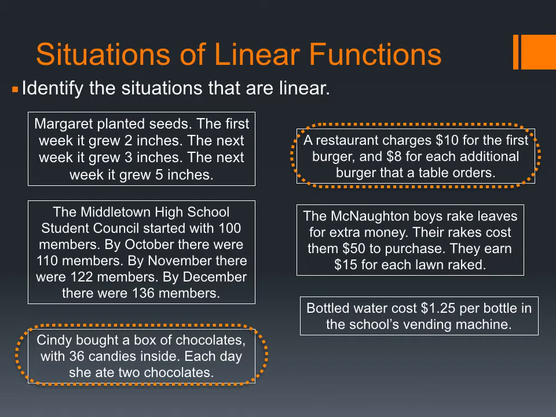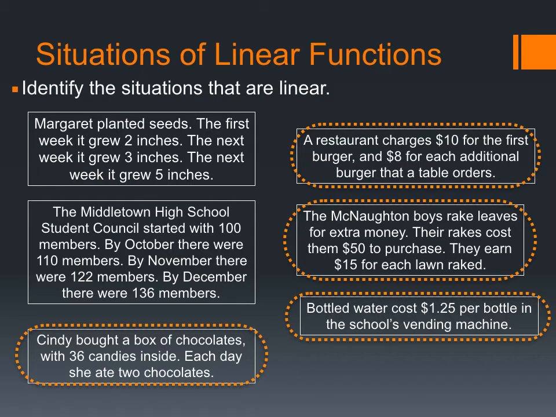The McNaughton boys are raking leaves for extra money. Their rakes cost them $50 to purchase. They earn $15 for each lawn raked. The rate of change is 15. And bottled water costs $1.25 per bottle in the school's vending machine. The rate of change here is constant and it's $1.25.